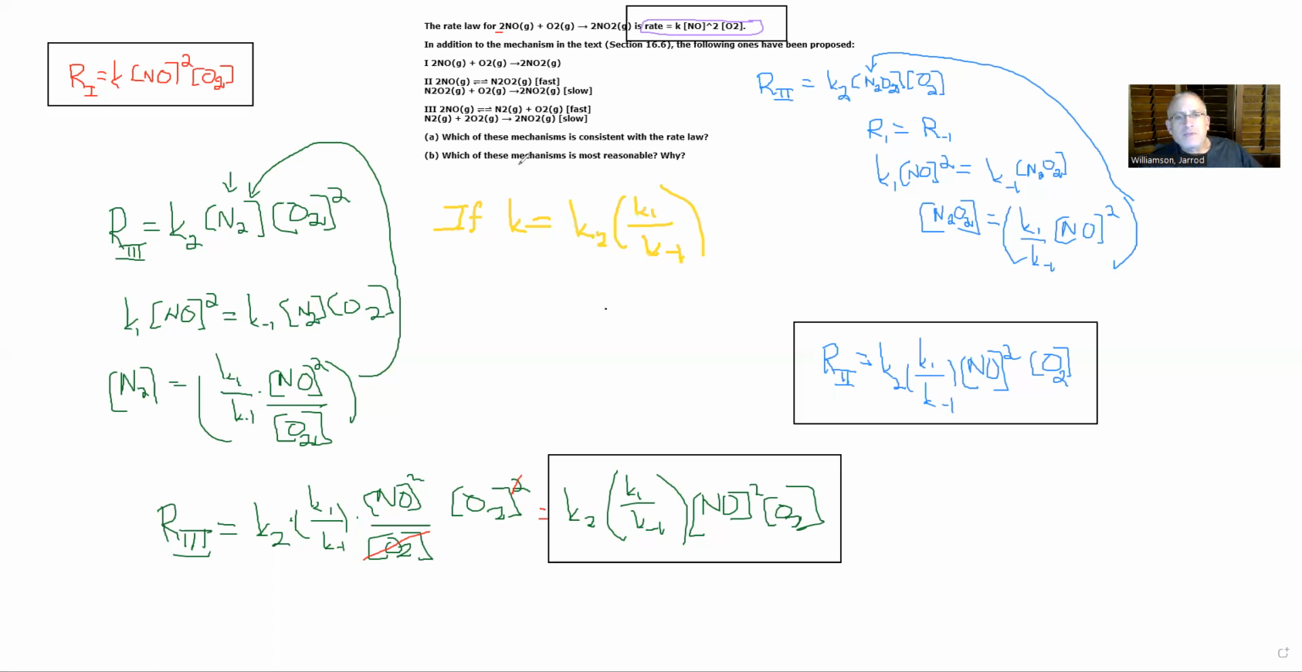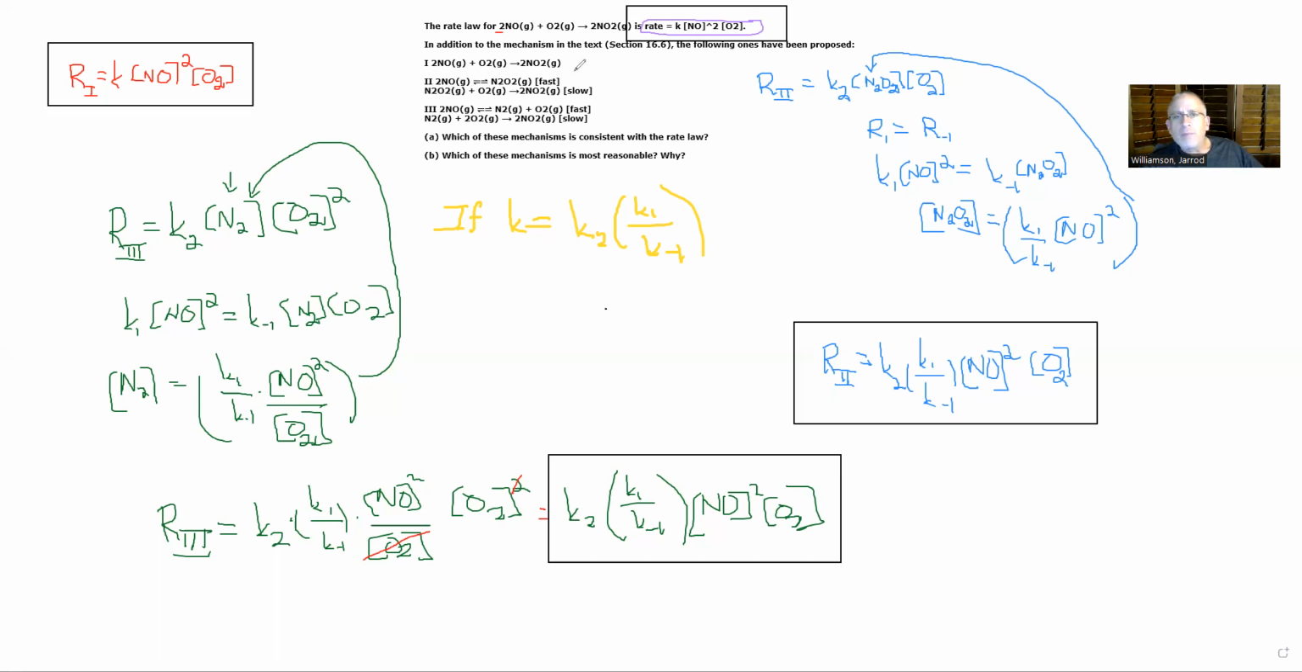Which of the mechanisms is the most reasonable? It's going to be the one that is the least molecular. In other words, it involves the least number of molecules colliding. Right? This one here involves 3 molecules colliding, 2 NOs and then O2. This one involves 2 of these decomposing, and then 2 of these colliding.